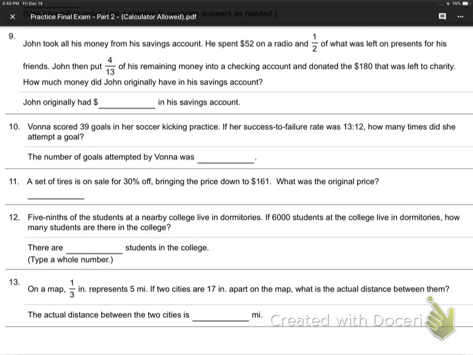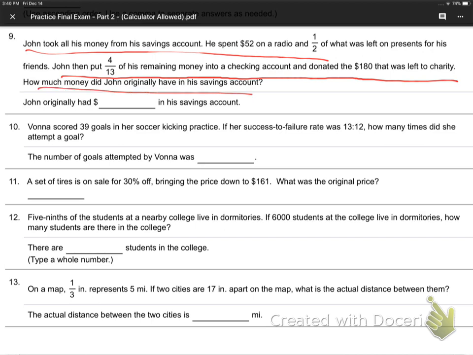Okay, so here we are, number 9. John took all his money, spent 52 on a radio, and half of what was left on presents for his friends. Then he put 4/13 of his remaining money into his checking account and donated the 180 that was left to charity. How much did John originally have?